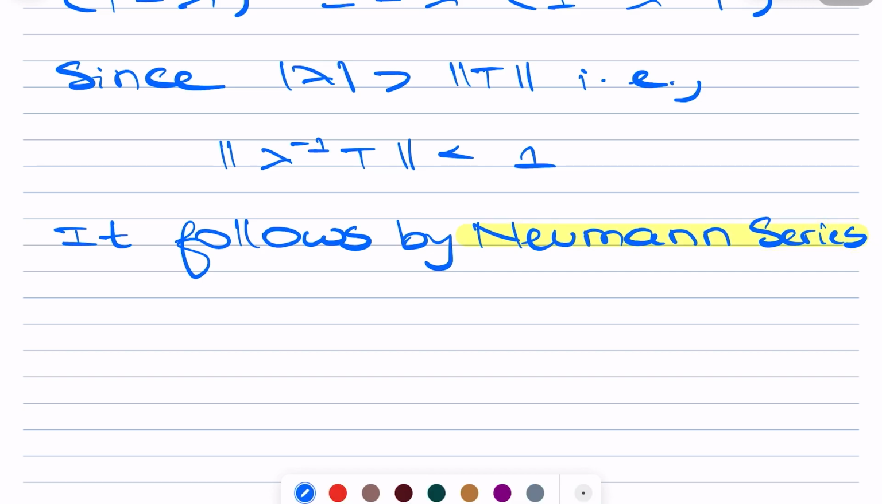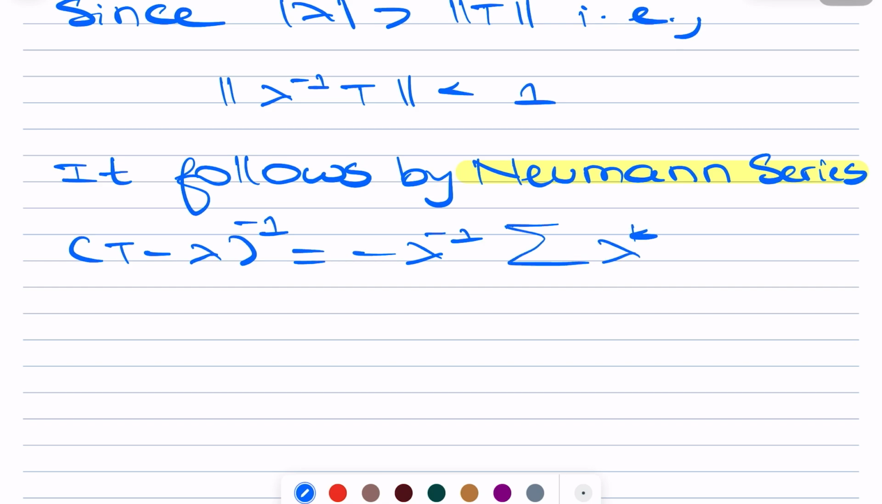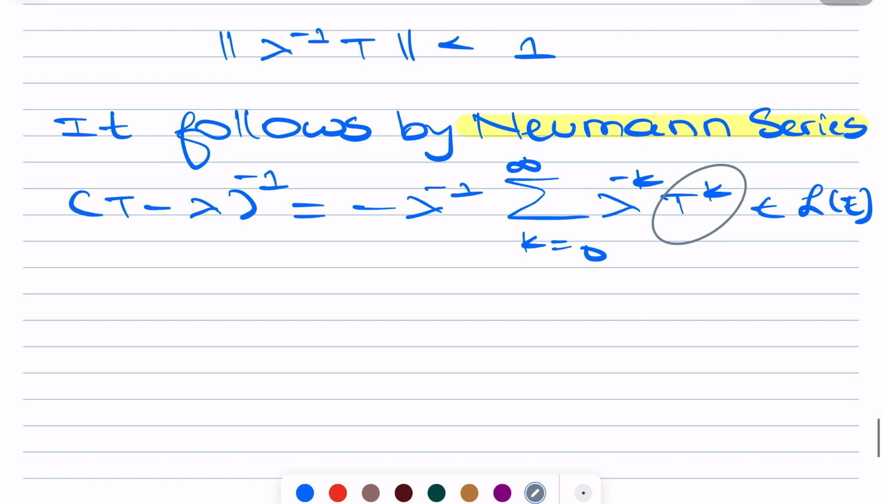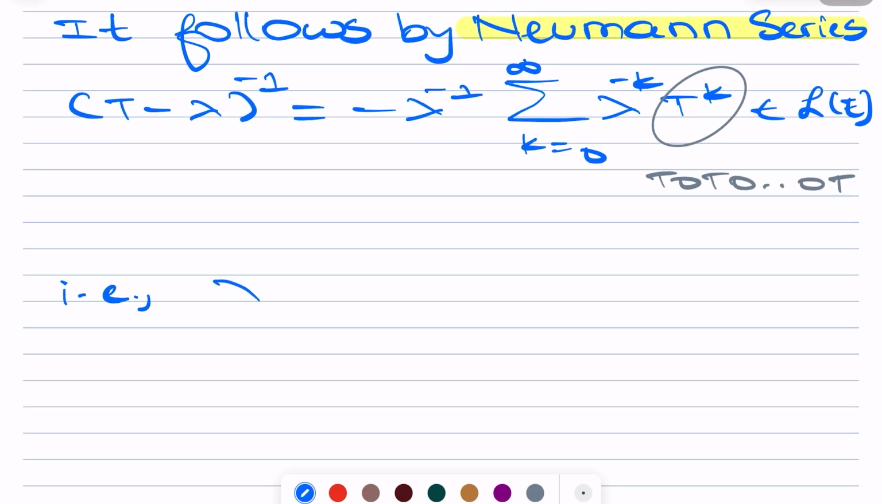So it follows by the Neumann series that (T − λ)^(-1) is equal to −(1/λ) times the summation of (T/λ)^k, sorry, T to the power k, right? It follows that this is a linear bounded operator, with k moving from 0 to infinity. And of course, once again, T to the power k here means T composed with T k times. So this means that λ is an element of the resolvent of T, right?